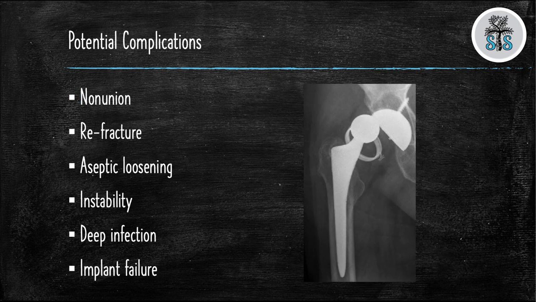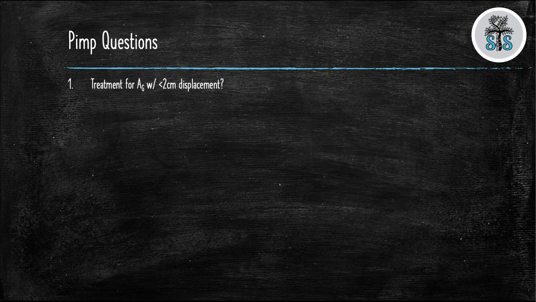There are several complications that can occur when dealing with these types of injuries: non-unions, refracturing, aseptic loosening, instability, which can lead to dislocation. On the right, you can see a dislocated total hip arthroplasty. You can have deep infections, and you can have a failure of the implants. Let's move on to some pimp questions to finish off this difficult topic.